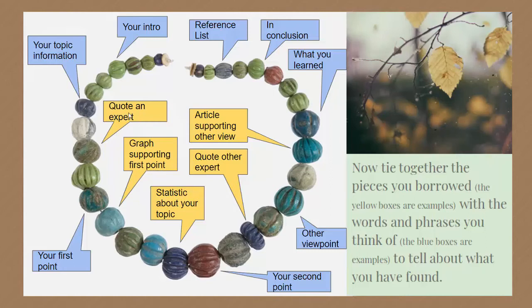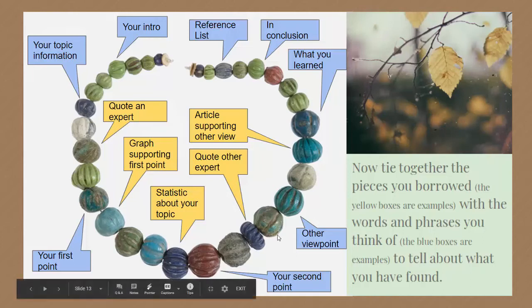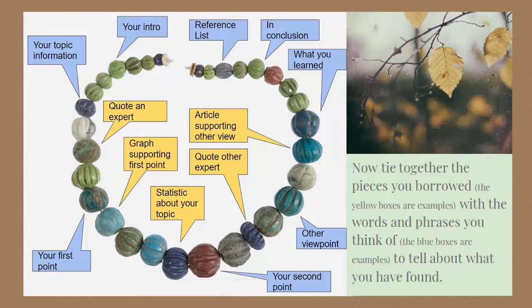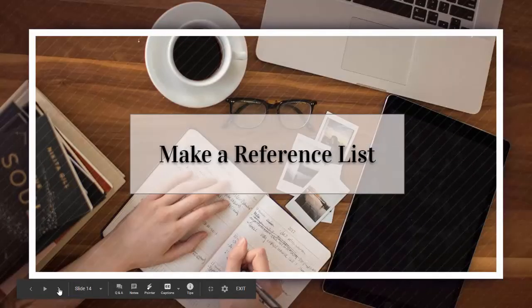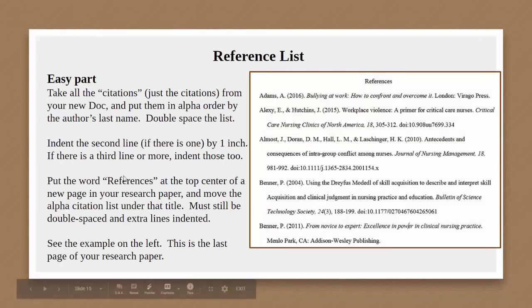So after your topic information, you might insert a quote from an expert. After your first point, you might put in a graph that supports your first point. And you continue to string these pieces together, whether they're borrowed pieces or your own words, to make a finished product. Remember, the boxes in yellow represent things that you have to tell the professor where they came from. Your professor wants to know what ingredients you used, and you do that by making a reference list.